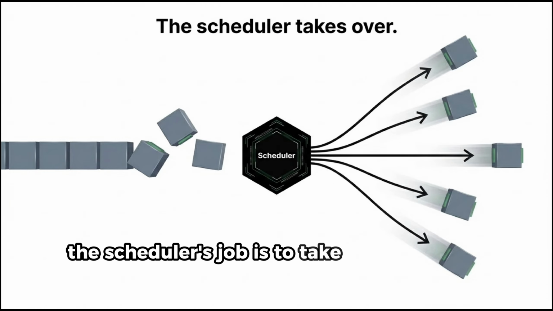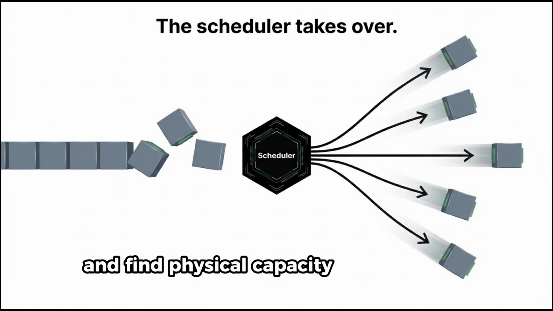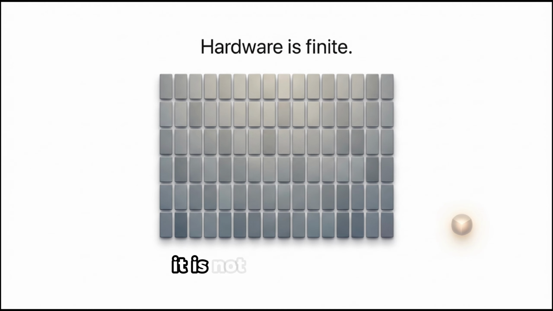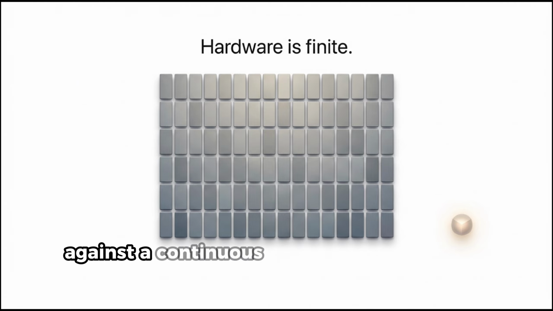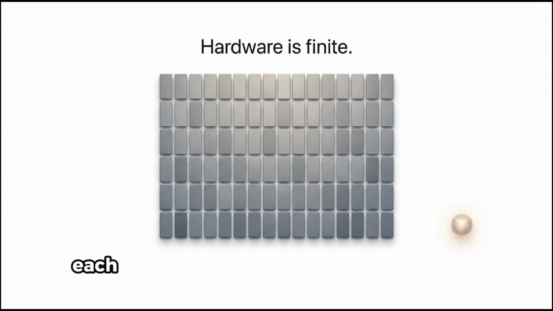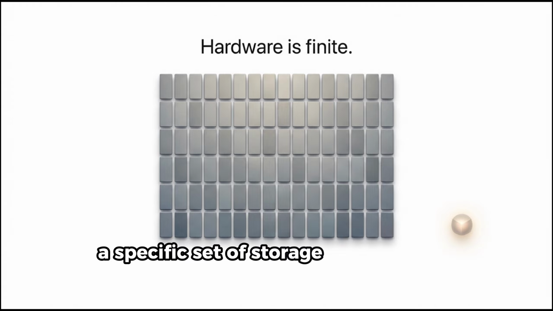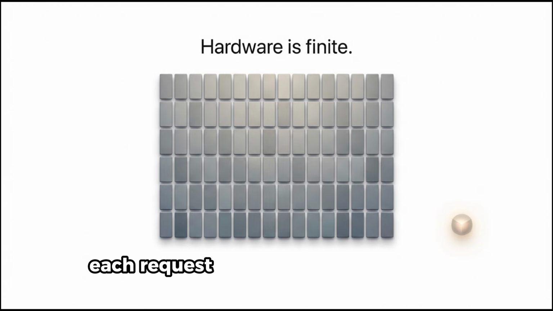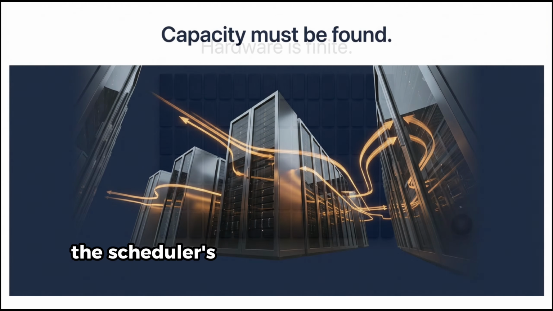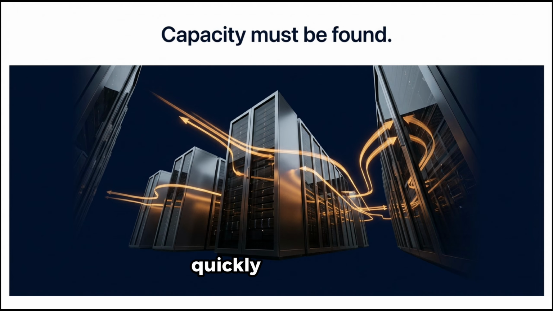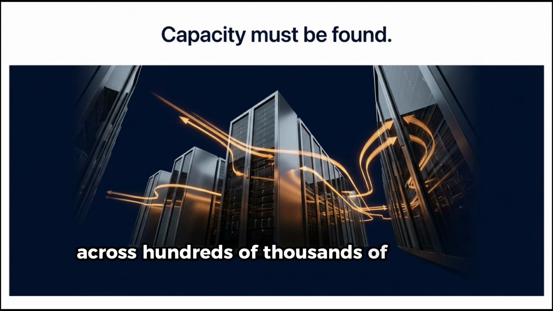The scheduler's job is to take requests from the queue and find physical capacity to fulfill them. This sounds simple. It is not. The scheduler is managing a finite pool of physical hardware, real servers, in real racks, in real data centers, against a continuous stream of provisioning requests. Each server has a specific CPU architecture, a specific amount of memory, a specific set of storage and network capabilities. Each request specifies an instance type, which maps to a specific set of hardware requirements. The scheduler's job is to match requests to hardware, quickly, efficiently, at a scale that involves millions of decisions per minute across hundreds of thousands of physical machines.